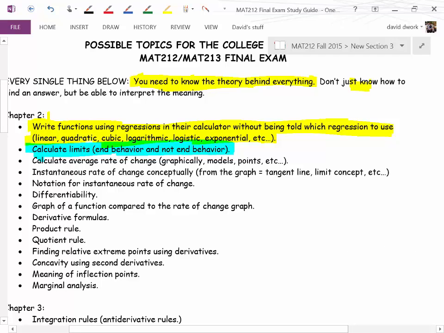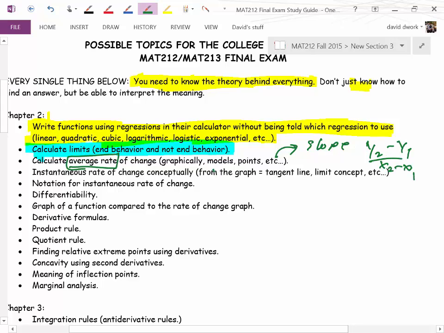Okay? Can you calculate, now this is a big one, an average rate of change, graphically, like if I gave you data points for modeling, if I gave you actual models as far as an equation, can you calculate average rate of change? And the key thing people have to remember, average rate of change is just slope. It's not calculus. Average rate of change is linear, or is algebra. It's MAT212. It's just slope. So you're using just y2 minus y1 over x2 minus x1.